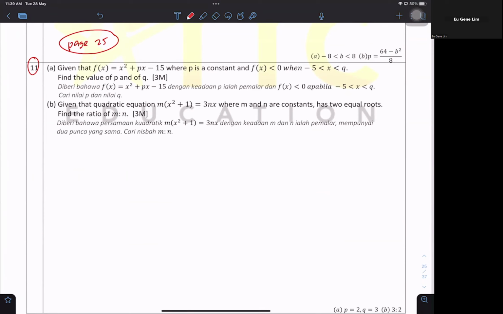Here's the real thing already. Okay, f(x) equals this. And then f(x) smaller than 0. Do you understand? No? f(x) is this one, right? And then f(x) smaller than 0. Yeah, this one smaller than 0. x squared plus px minus 15 smaller than 0. Okay, I understand.